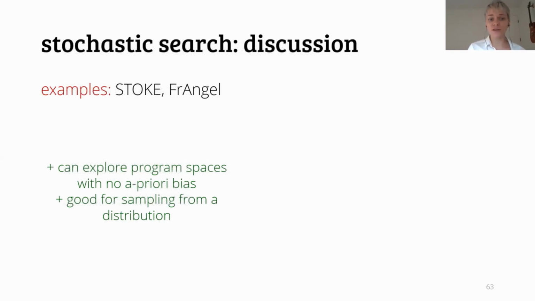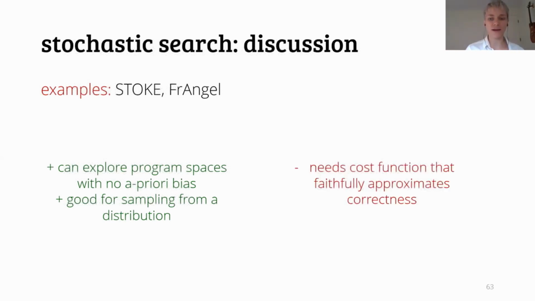These techniques are also good when you have some kind of distribution, you want to sample programs according to that distribution, and it's hard to do in a systematic way. But the big limitation of the stochastic techniques is that you always need some kind of cost function. You always need to be able to tell whether one program is better or worse than the other.